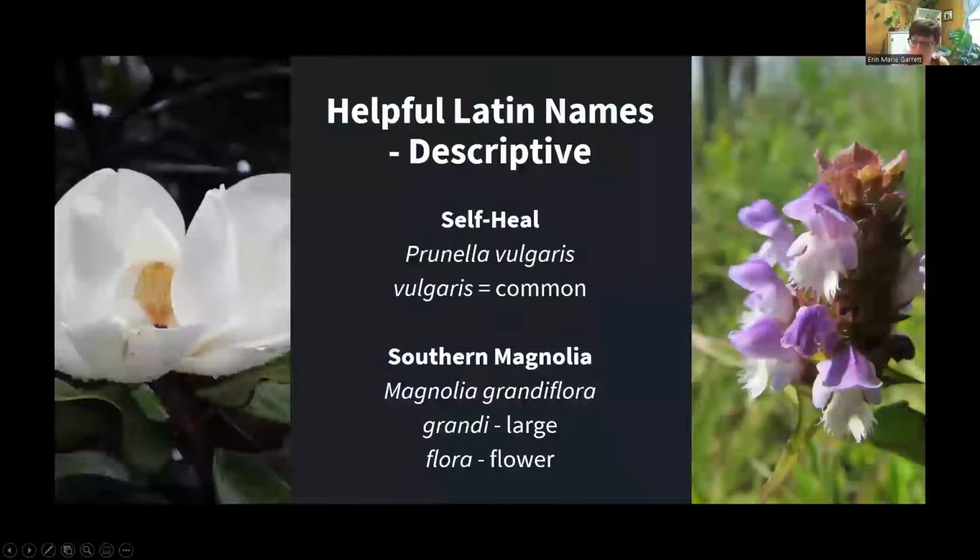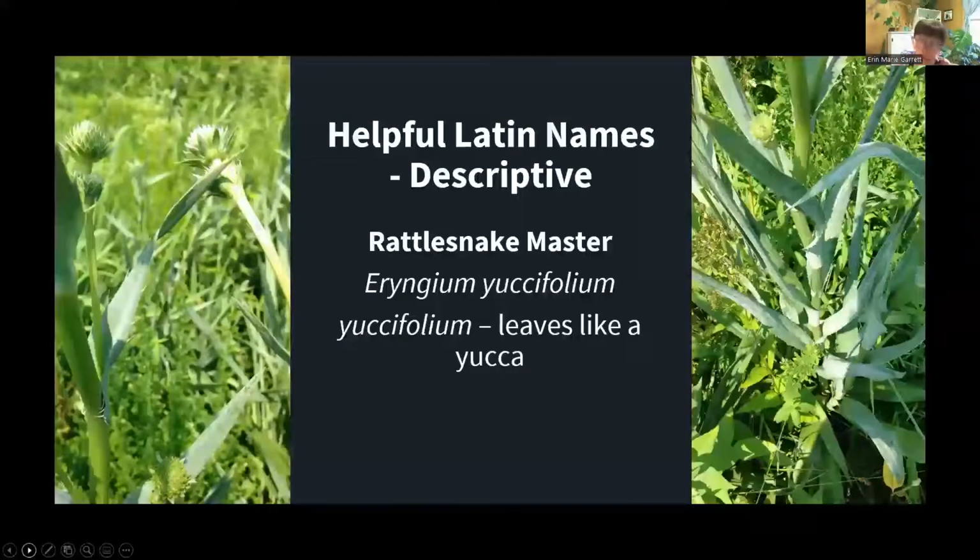Okay, other descriptive names. On the right, this plant is called self-heal or heal-all, Prunella vulgaris. Vulgaris means common. And if you've seen this plant growing, it usually grows along pathways and in larger patches. Southern magnolia on the left, Magnolia grandiflora. That's an easy one. Large flower, grandiflora. And our last example, rattlesnake master, Eryngium yuccifolium. Yuccifolium means leaves like a yucca. And if you're familiar with yucca plants, these leaves do resemble them quite closely.